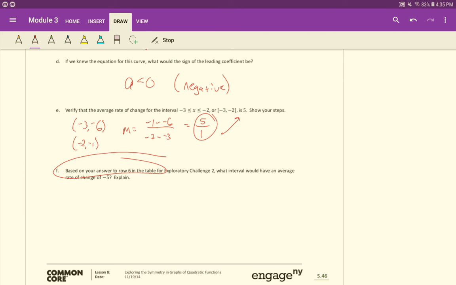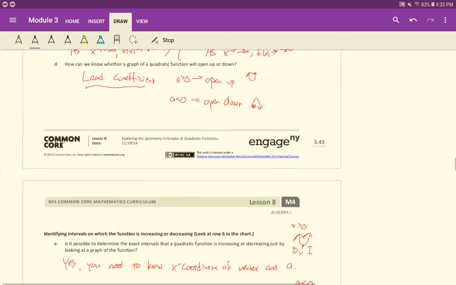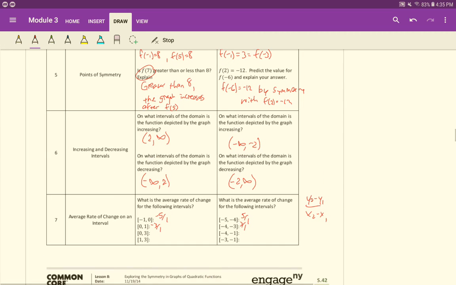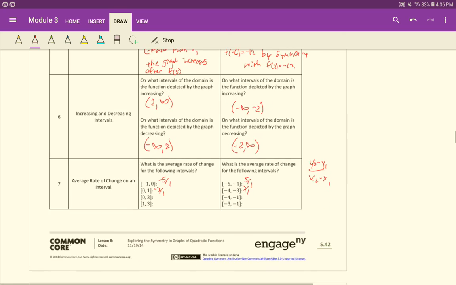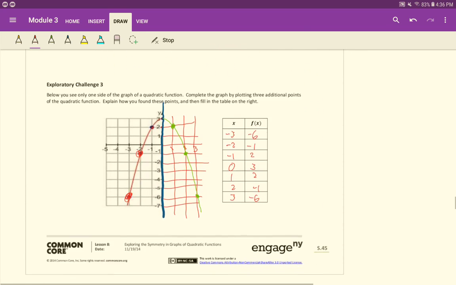Based on our answer to row 6 in the table for Exploratory Challenge 2, what interval would have an average rate of change of -5? All right, well, let's see here. So Exploratory Challenge 2, row 6. Let's take a look at this thing. This is dealing with increasing and decreasing intervals here. I don't think that quite works here, but again, we can use symmetry.